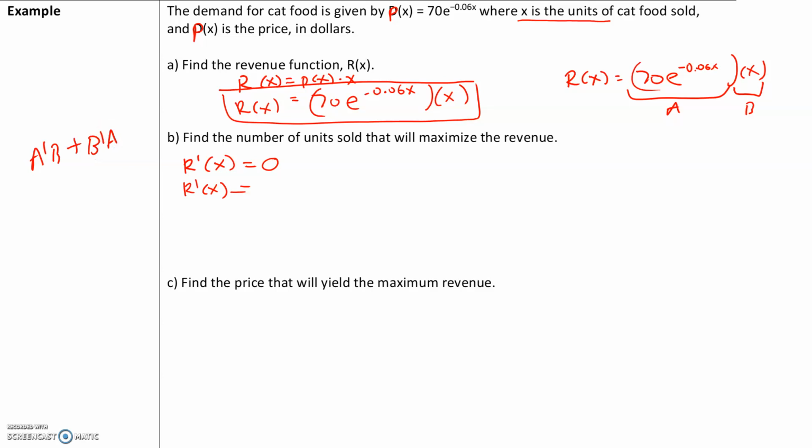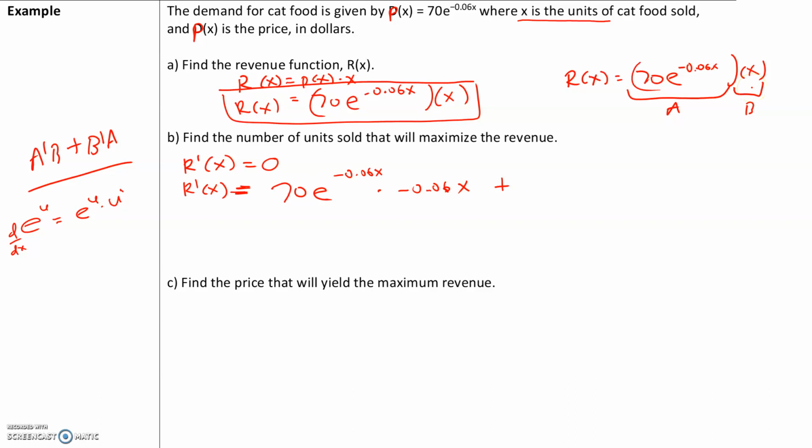So let's take the derivative of a. Okay, the formula says that if you have e to the u and we take the derivative of that, that's going to be e to the u times u prime. So 70 is a constant, stays where it's at. E to the u is going to be e to the negative 0.06x, and we have to multiply that by the derivative of this, which is going to be negative 0.06. All of that is just going to be our a prime, and we have to multiply that by b, which is x. Plus, we got b prime.